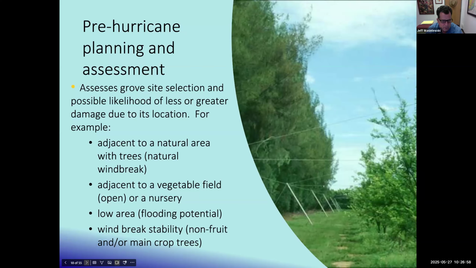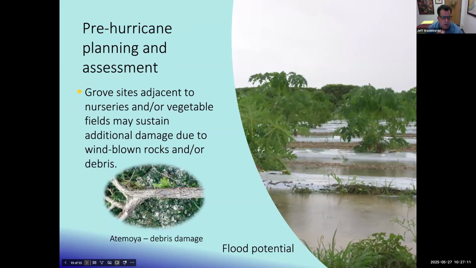Windbreak stability. So if you have some big trees as a windbreak, but let's say they're not really well rooted, they could go down and fall right into your grove. Grove sites adjacent to nurseries and vegetable fields may sustain additional damage due to wind-blown rocks or debris. So there's an Atemoya with debris damage from a neighboring nursery or vegetable field, because that wind is just going right through there. Then again, you have the flood potential. There's some papayas. We know papayas don't like floods.